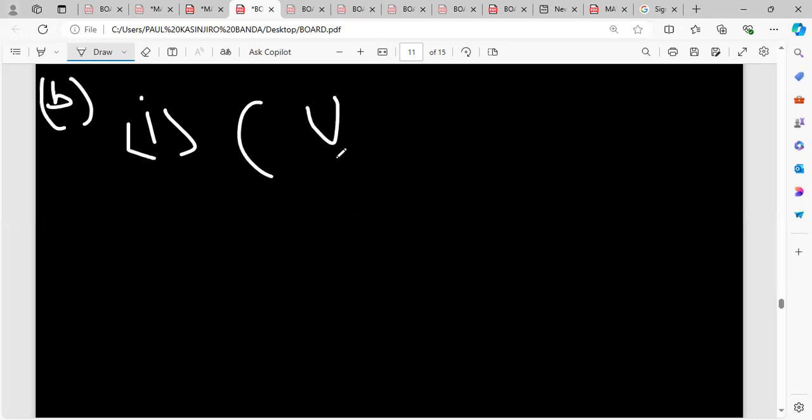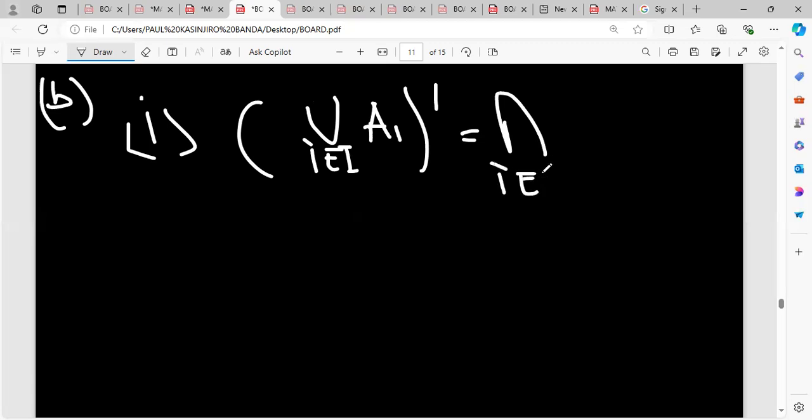So the first question there, so we are solving B now. One, they're saying prove this De Morgan's law. They're saying the union over i, where i is a member of the indexing set I, for all these A_i's, and then we take its complement, is the same as the intersection over i of all the A_i complement there, like that. Okay? So this is the first De Morgan's law.